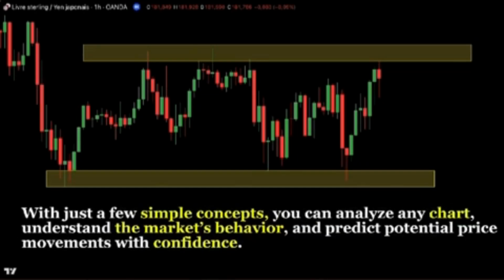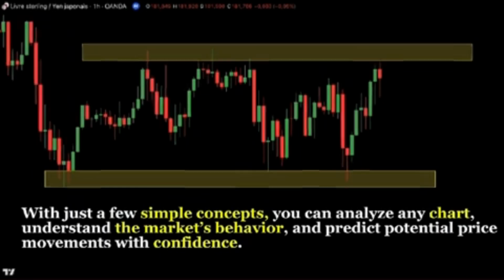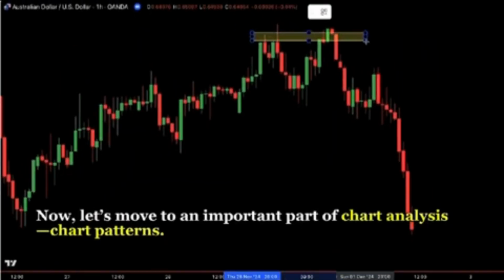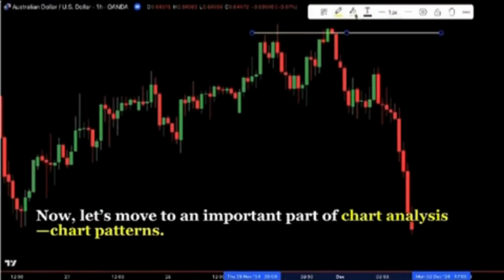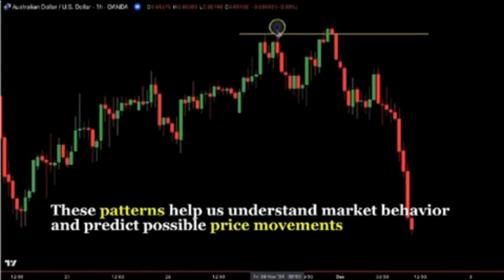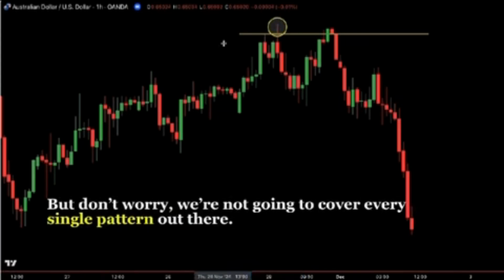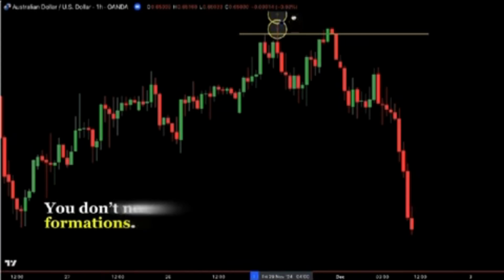Now let's move to an important part of chart analysis: chart patterns. These patterns help us understand market behavior and predict possible price movements. But don't worry, we're not going to cover every single pattern out there. You don't need to memorize 100 different formations. We'll focus only on the most important and effective ones that actually matter.